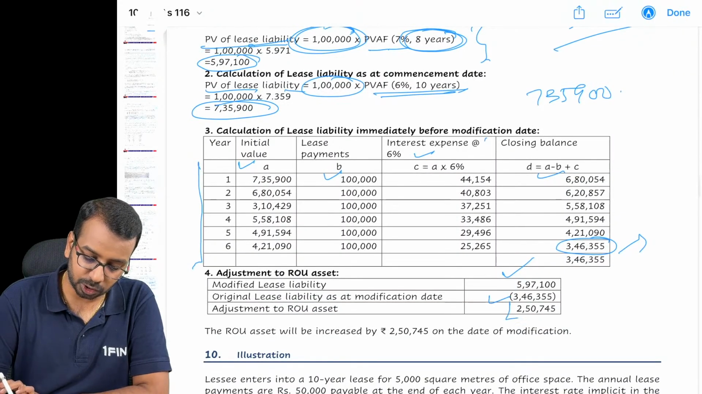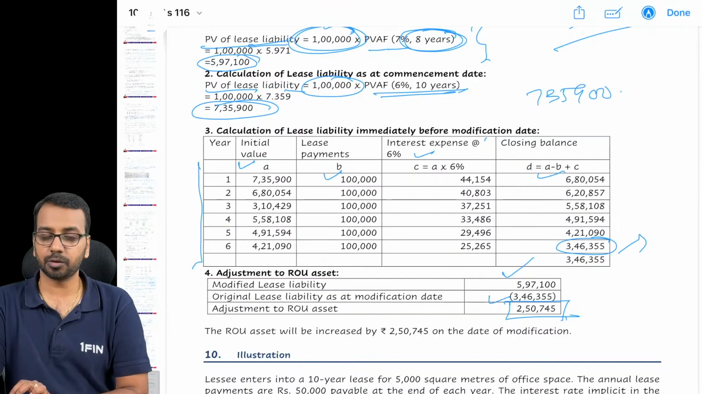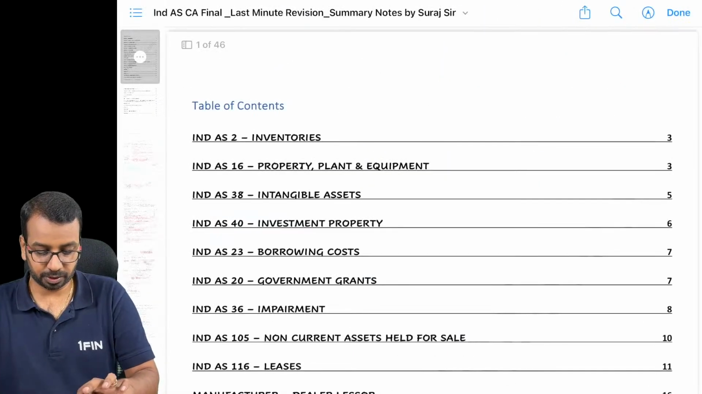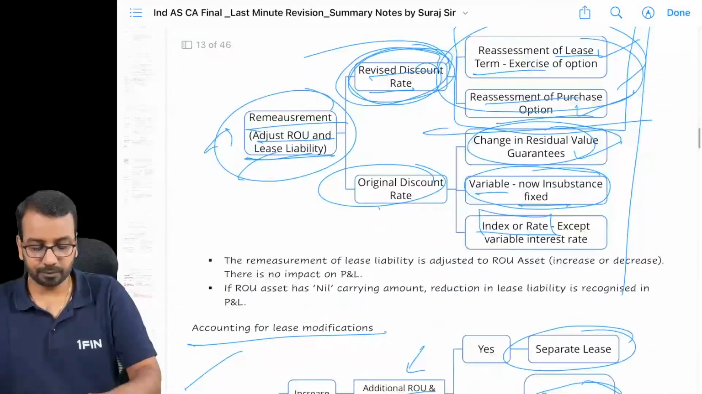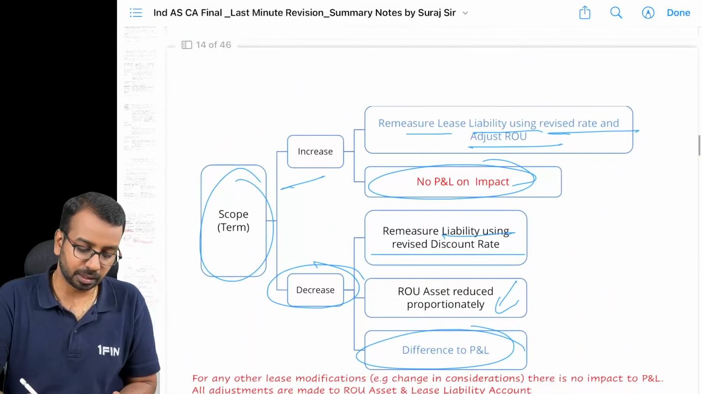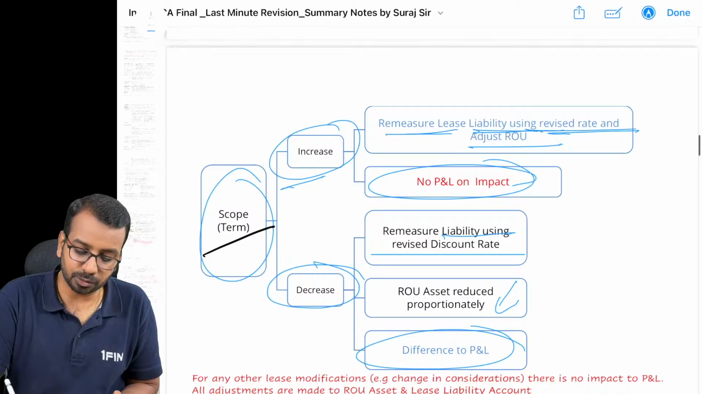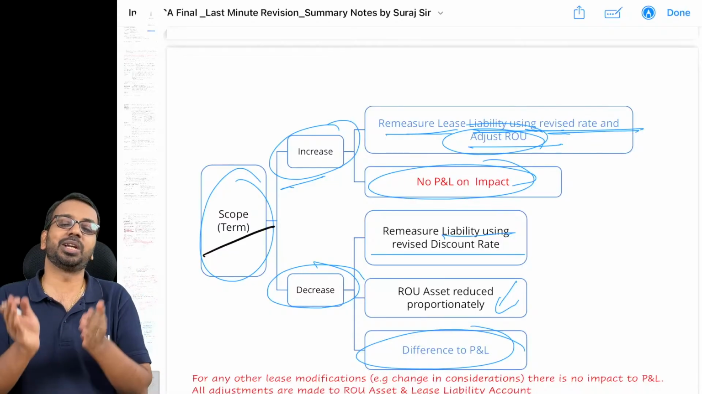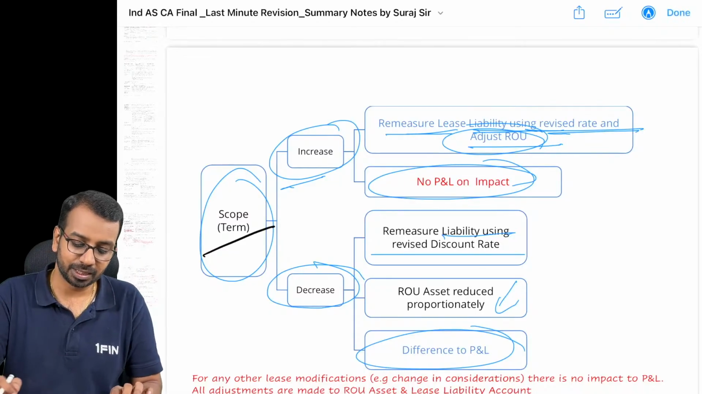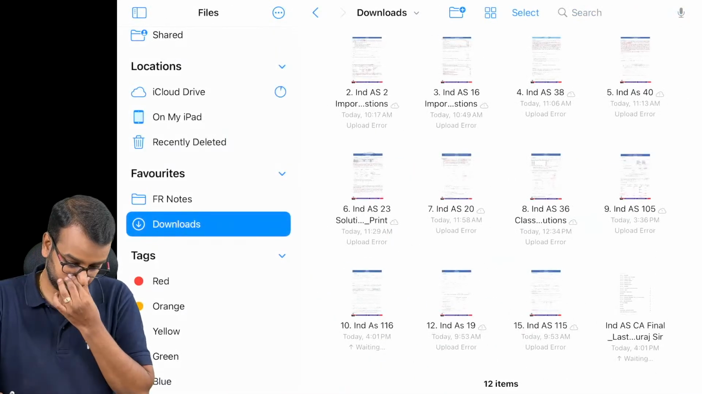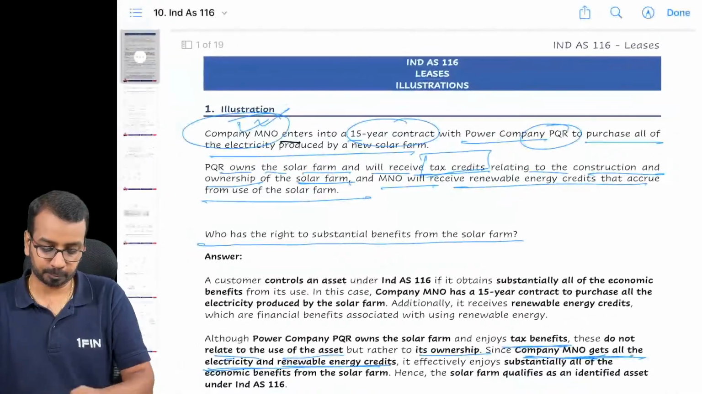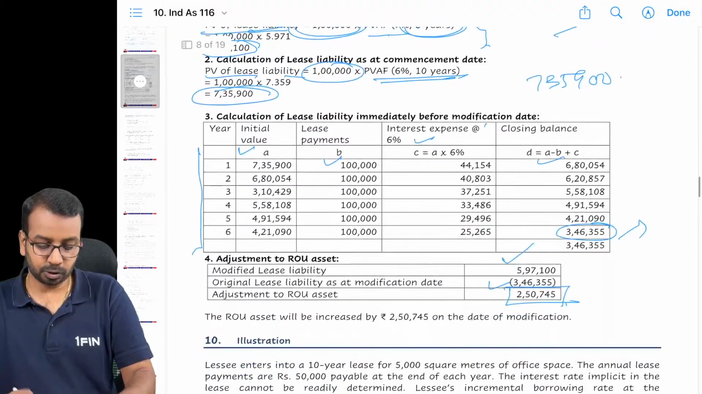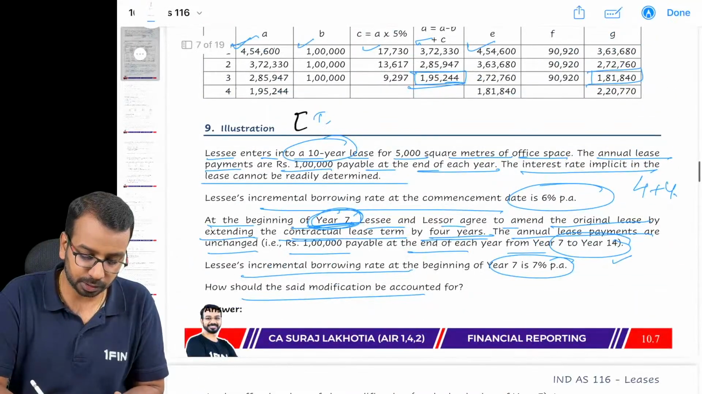Original liability 346,250 will be considered as adjustment to right of use asset. Sometimes it may happen that we forget. So this chart I have given here will ensure you don't forget. What has increased? Term has increased. Remeasure the liability using the revised rate and adjust the right of use asset. You have to put this into your memory. Only then you will remember it for the examination. Alright, so this is how it will happen. This one is for term.